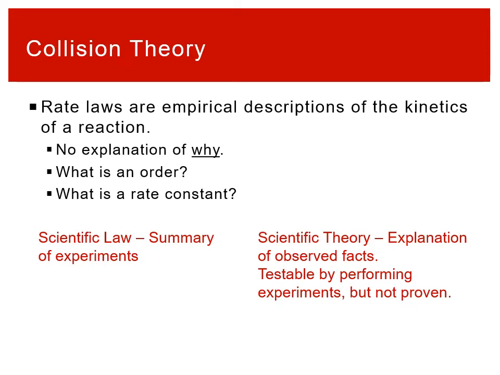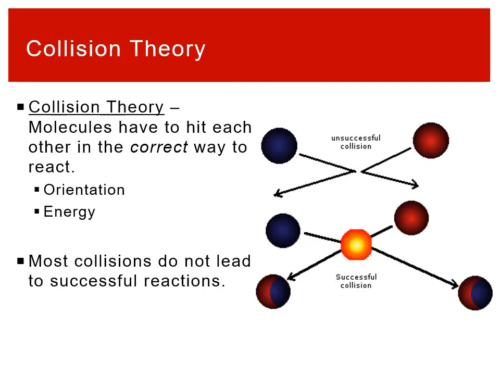And that all has to come from theories. These are explanations of these facts. An important thing about theories is they cannot be proven by experiment, but they can be tested by performing experiments, which is good. And so all the theories that we're going to talk about have been tested before, and we can use them to understand observed phenomena and to make predictions about other observed phenomena. And so that's really useful. So collision theory is the main underlying theory that explains the why and how of kinetics.